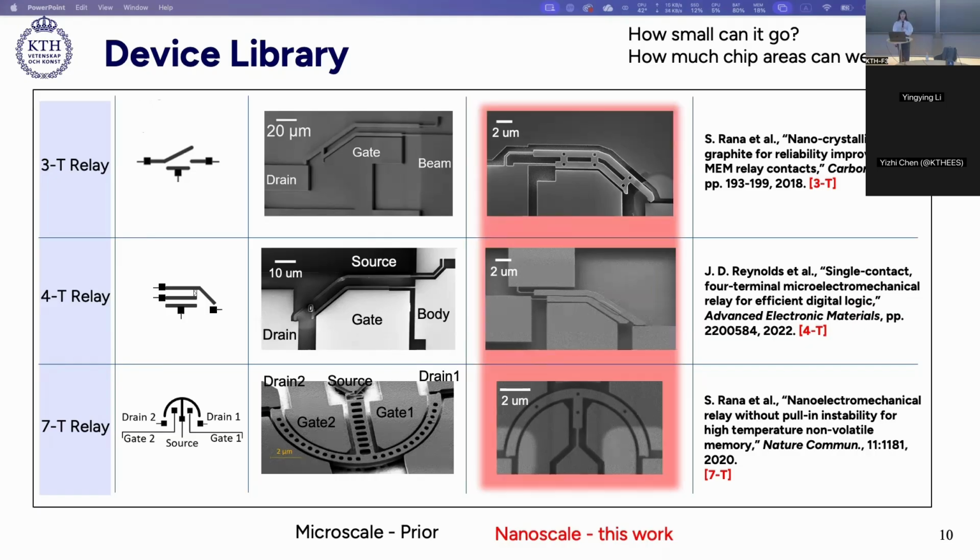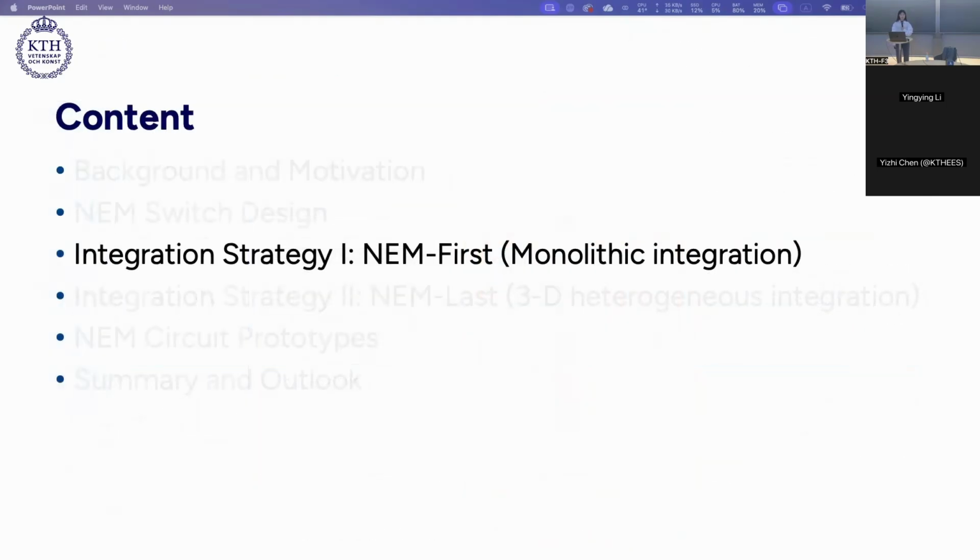And if you compare the micro and nanoscale design, and if you look at the scale bars, you see that the nano design has been shrunk 5 to 10 times smaller than the microscale design. For the microscale switch, the critical dimension is roughly 1 micrometer, and for the nanoscale, it's roughly 100 nanometers. So based on these nano designs, we developed the following 2 integration strategies. The first one is the NEM-first monolithic integration.